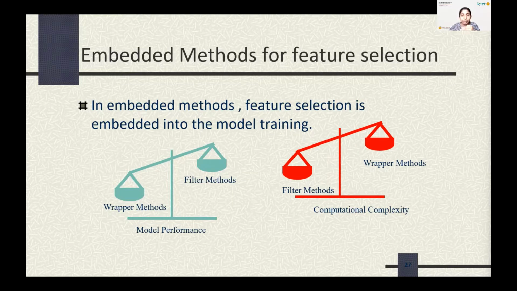And the idea in embedded methods is that we are trying to achieve a win-win solution. We are trying to get the advantages of both filter and wrapper methods. In embedded methods, the feature selection is embedded into the model training. As the name suggests, the feature selection is embedded into the model training.